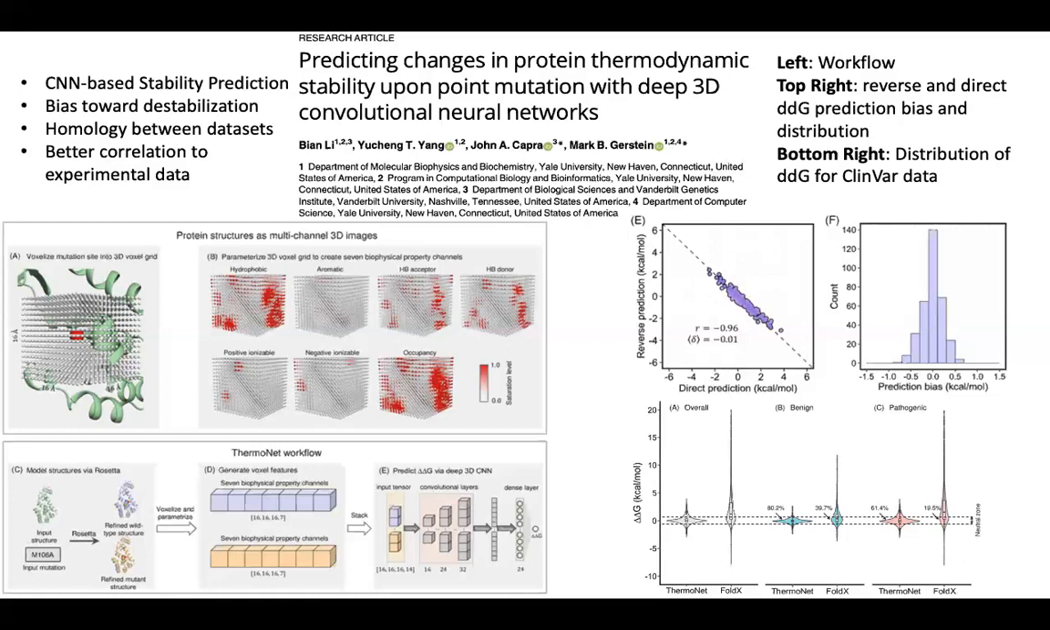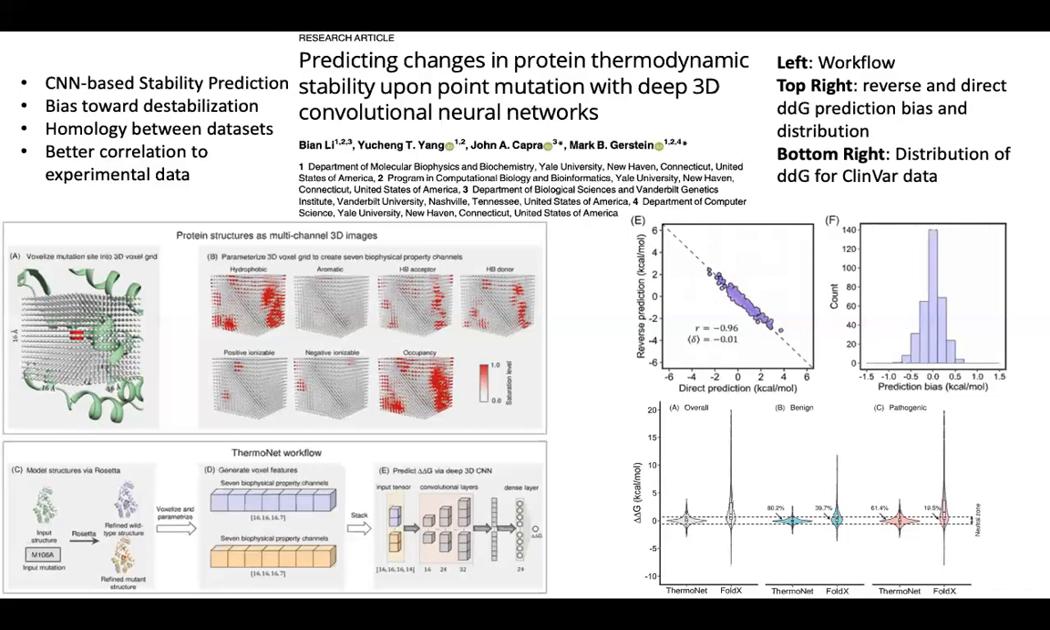found that 80.2% of mutations were within that -0.5 to 0.5 region for ThermoNET, and 39.7% were in the neutral zone for FoldX. For pathogenic variants, they found nearly equally likely stabilizing or destabilizing mutations for ThermoNET, but for FoldX, 83.2% of pathogenic variants were destabilizing.